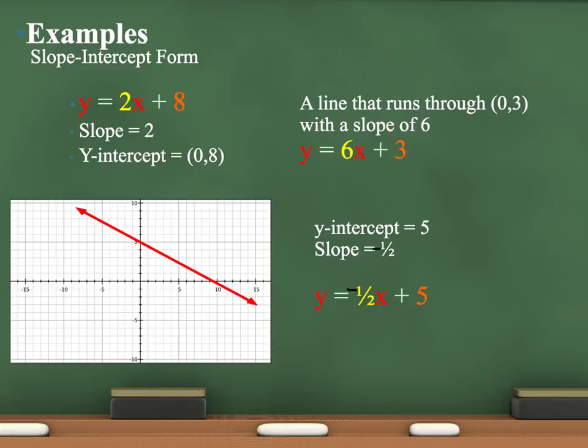The equation for a line with the y-intercept of 5 and the slope of negative 1/2 is y = -1/2 x + 5.